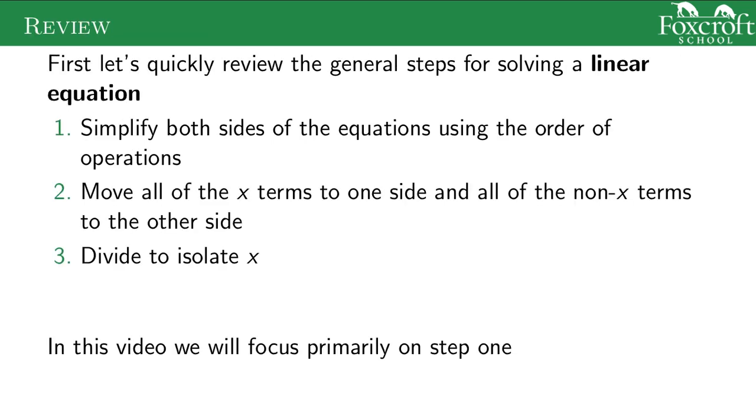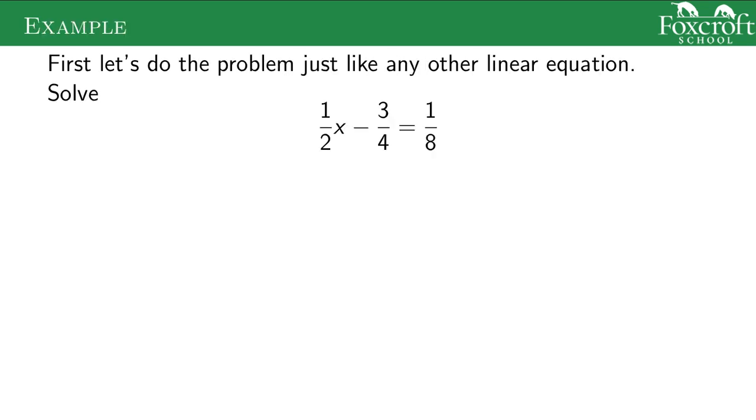All right, so first let's quickly review our steps for solving a linear equation. Our first step is we want to simplify both sides if we can. Then we move terms to the side, so x terms go on one side, non-x terms go on the other. And the last thing is we divide to get that x isolated completely by itself. So here's an example.